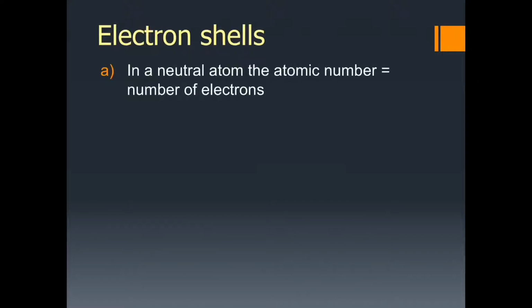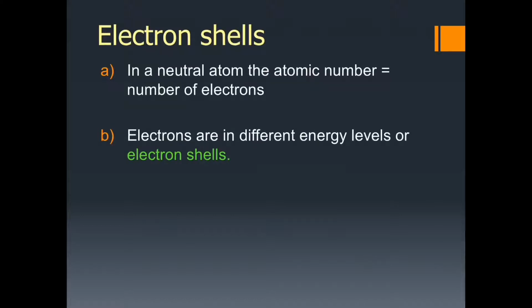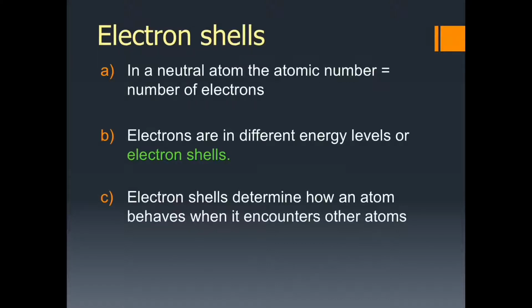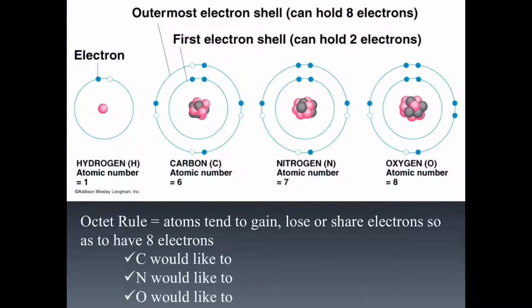Electron shells. In a neutral atom, we know that the atomic number is equal to the number of electrons. And the electrons are in different energy levels, or what we like to call energy shells. Electron shells determine how an atom behaves when it comes in contact with other atoms. One thing that we did talk about in ionic naming is the octet rule. This is when atoms gain or lose or even share electrons so that they can have 8 in their outermost shell, or what we like to call the valence shell.